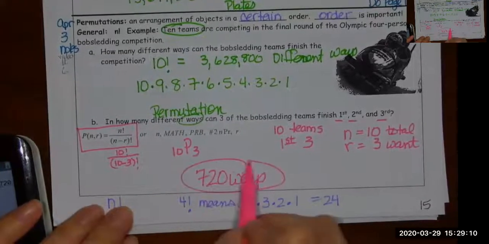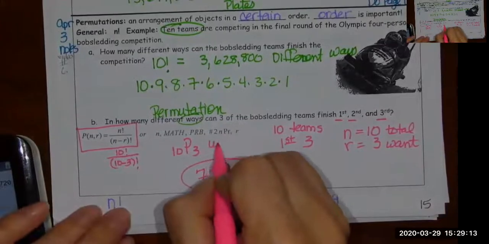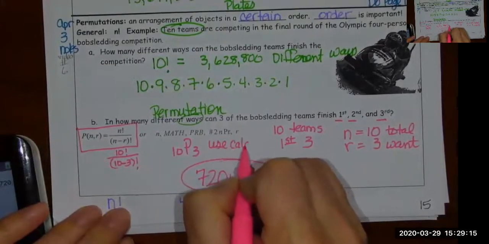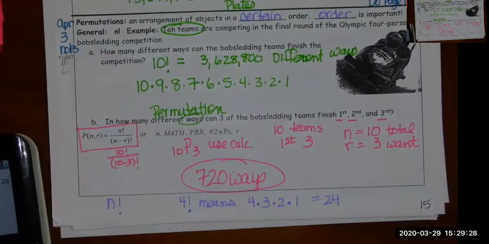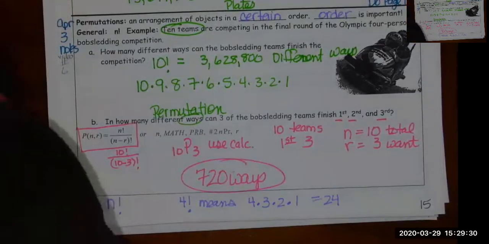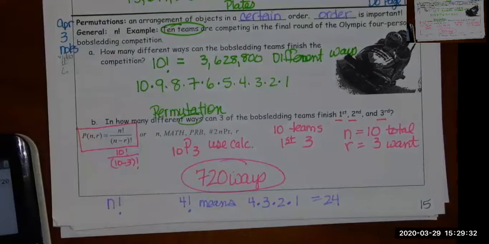Okay, so use the calculator. Again, this is very, very easy because you're just using a calculator. The big thing I want you to pay attention to is how the questions are asked, because how they're asked is going to help you decide whether it's a permutation or combination. Now today we only have permutations, so that's all you can use.